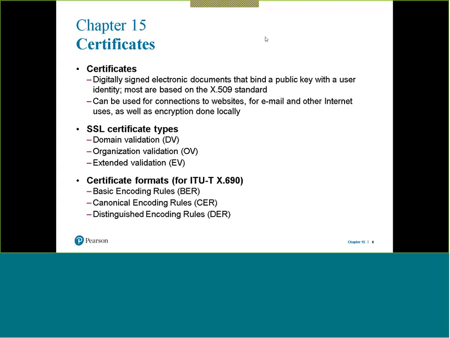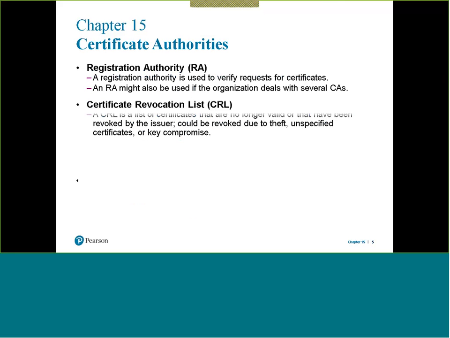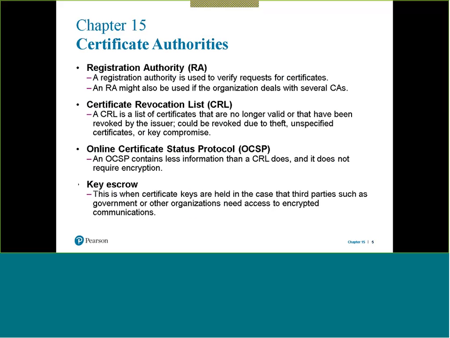The certificate formats: there is basic encoding rules, there's distinguished encoding rules, there are lots of different ones. But basically, the players in this are the CAs, the certificate authority. And one of those is an RA, the registration authority. This is who verifies requests for certificates. An RA might be used if the organization deals with several CAs.